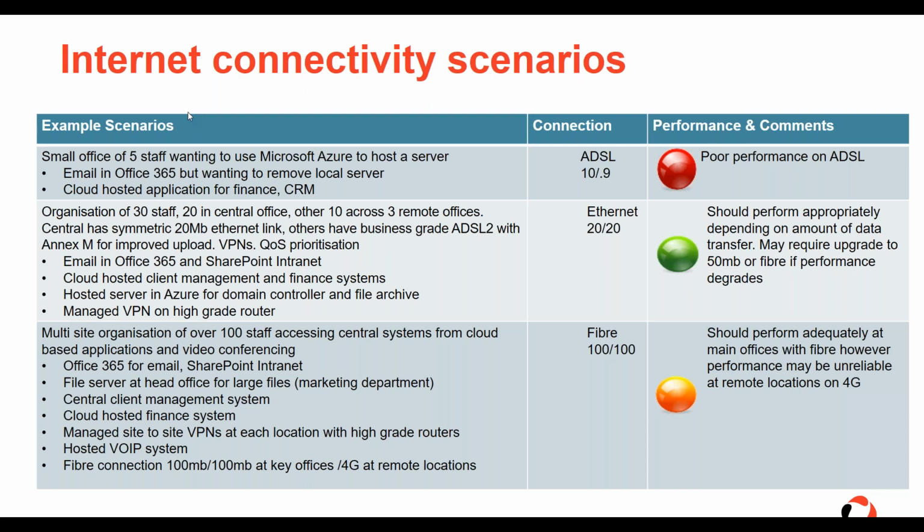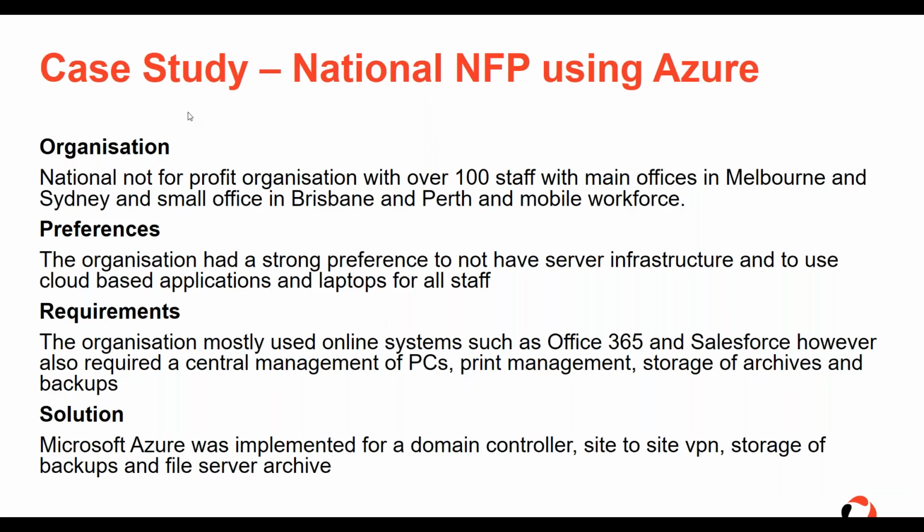So what I might do now, I was keen to talk through a case study. This is a common case that I thought might be relevant to many of you. And this is an organisation that do have multiple offices, so they didn't necessarily have one main office. So they had 2 big offices in Melbourne and Sydney and small offices in Brisbane and Perth, and people out and about as well. So based on that, they had a strong preference not to move to server infrastructure. So they didn't want to put a server in their Melbourne office, which would make it harder for their people in Sydney to access, and vice versa.